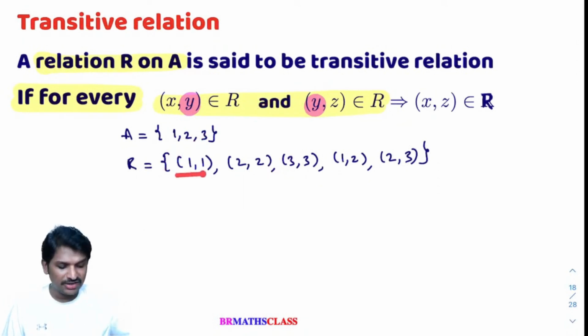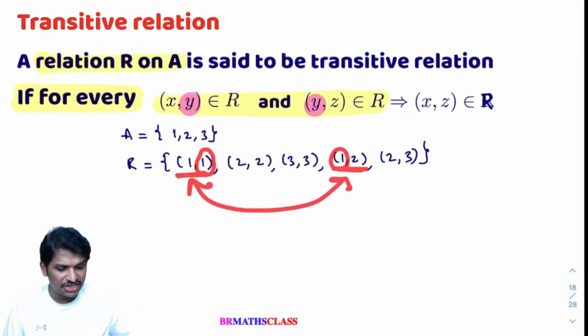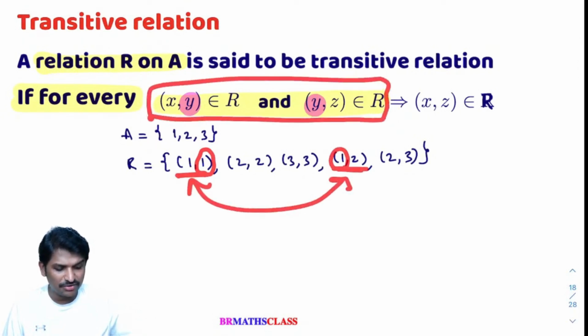Listen to this carefully. First, you take one ordered pair. This ordered pair ends with 1. Now you look for the ordered pairs in this relation which start with 1. Look here, this is an ordered pair that starts with 1. That means now you are able to find (x, y) and (y, z) in this relation. What is (x, z)? (x, z) is (1, 2).